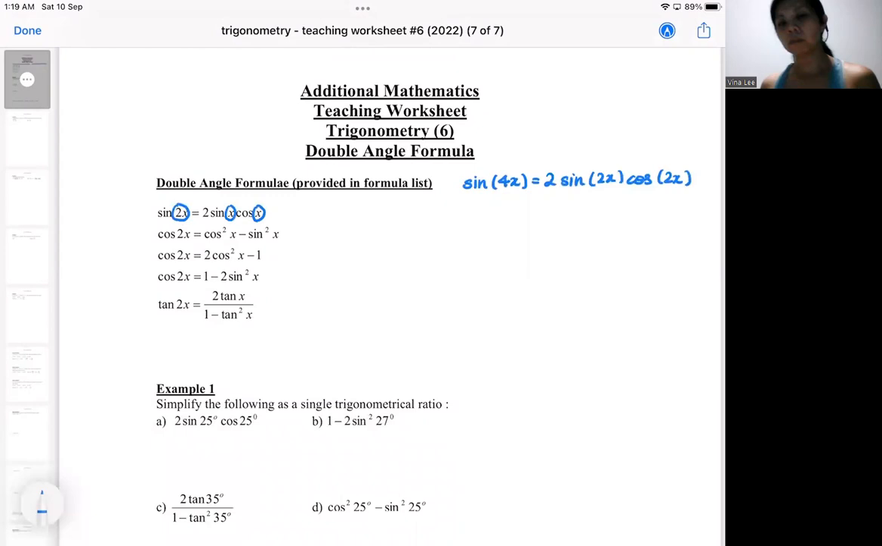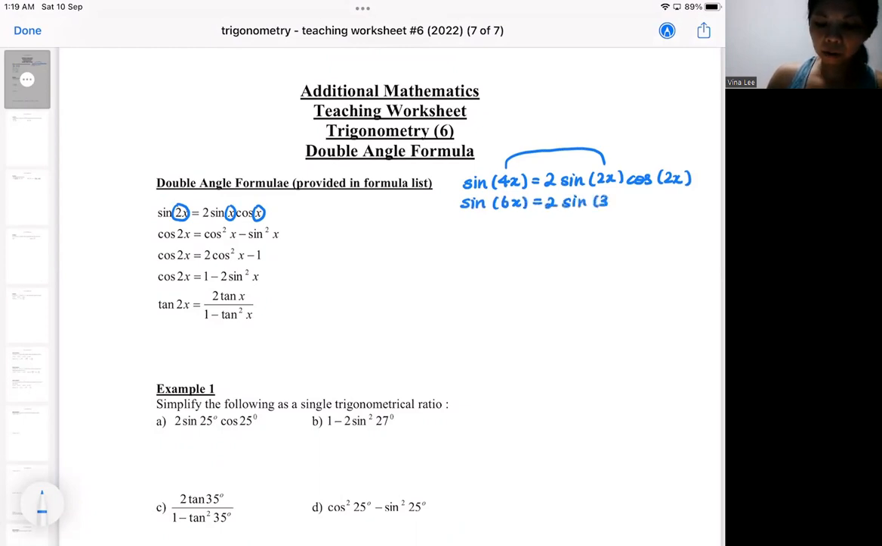You must be able to see that the angle is doubled up. The angle on the left is like 2 units, and the angle on the right is 1 unit. Similarly, if you need to, you can write sine 6x. The coefficient still doesn't change. You only change the angle. That is the special thing about double angle. It doesn't apply to any other formula, only this part.